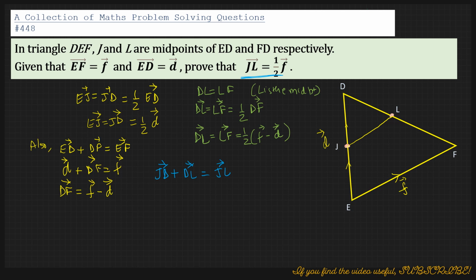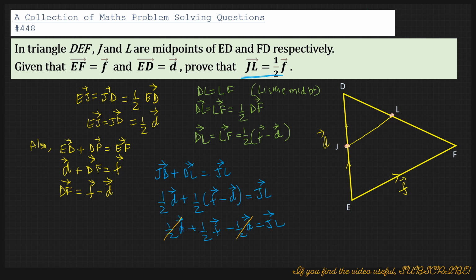So JD, we know what JD is, half d, plus DL, we know what DL is, half of f minus d, and that should be equal to JL. So we remove the brackets, we can write half d plus half f minus half d equals JL. So we can cancel out this half d and minus half d.